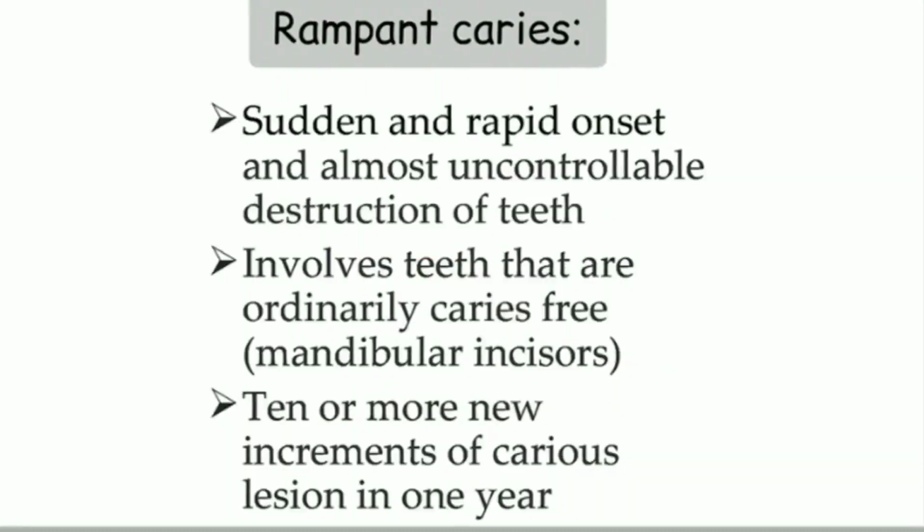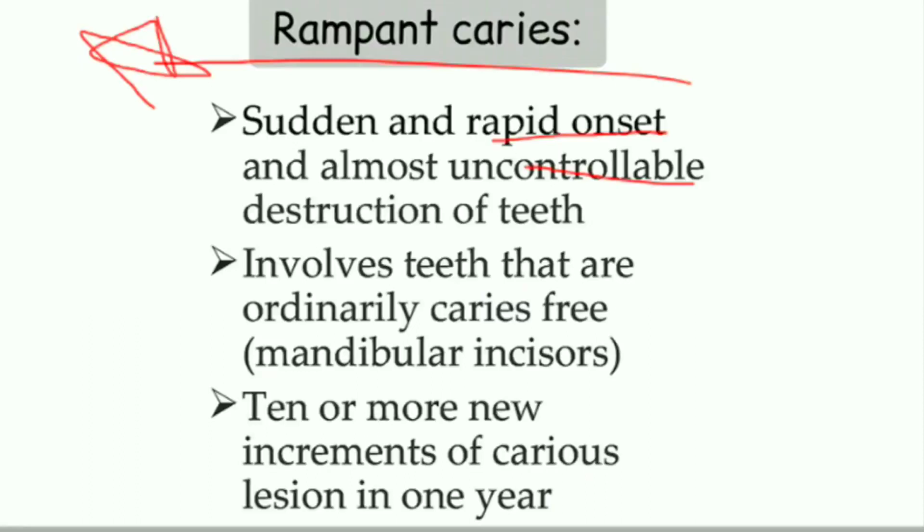Now let's see rampant caries, a very important topic. There will be sudden and rapid onset and almost uncontrollable destruction of teeth. It involves teeth that are ordinarily caries free. The caries free areas, that is the mandibular incisors, are usually caries free. We consider them caries free. Why? Because of the hindrance of the tongue. Because of the tongue, caries progression is very less over there, and there is also continuous secretion of saliva over that part. That's why the mandibular incisors are least affected by caries.